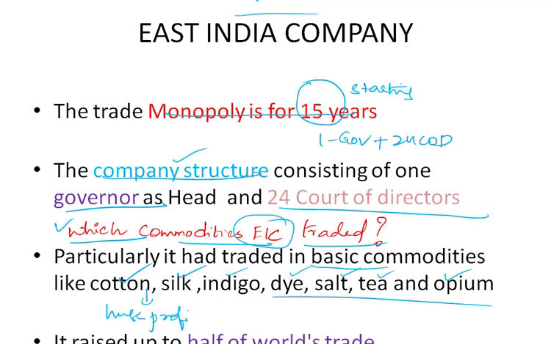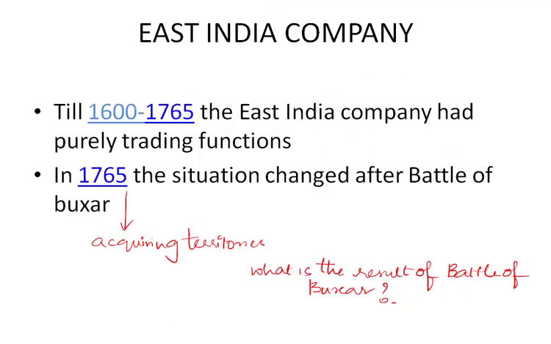India's GDP at that time was 24% of the world's GDP. So the East India Company was a company trading with the world's richest country. It earned huge profits by trading the commodities to other countries and also to the mother country, England. It rose to control nearly 50% of the world's trade. From 1600 to 1765, the East India Company had purely trading functions. It didn't have any other functions. Even though it was involved in some petty issues of the Indian rulers, its main motto was trading.